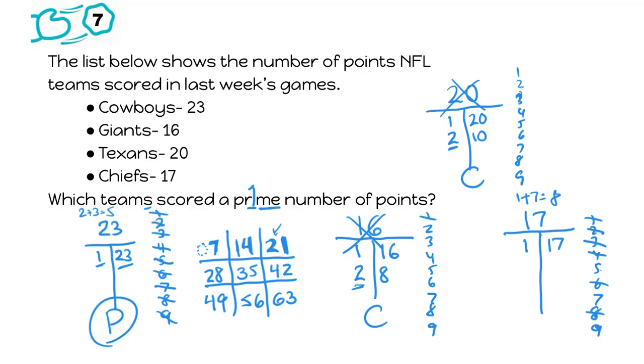5's always have 5 or 0, so no on the 5. 7, looking at my 7's from earlier, I do not see a 17, so 7's a no. And 9, 18, 27, no 9. And so 1 and itself only means 17 is prime. And so our answer, which teams scored a prime number of points, would be Cowboys and Chiefs.